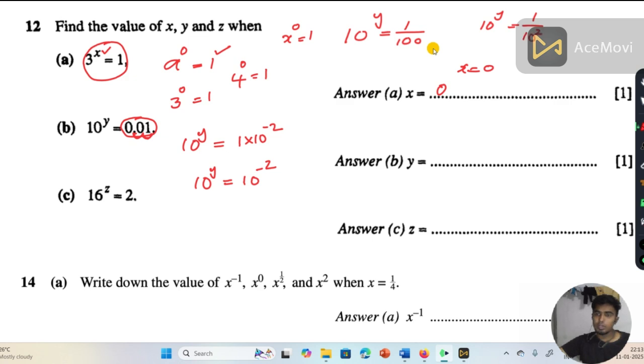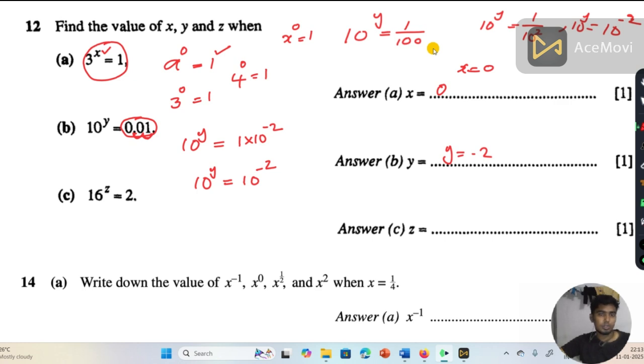So we know that 10 squared is equal to 100. Then the last section: 10 raised to y equals 1 by 10 squared. This 1 by 10 squared is 10 raised to minus 2. Now we can stop. The base is 10 and the power here is y, and on the other side it is minus 2. So you can just write the y value is equal to minus 2.